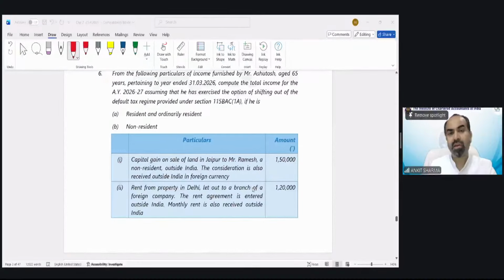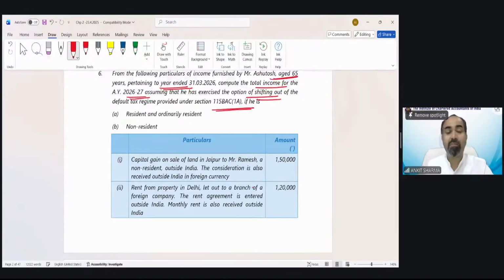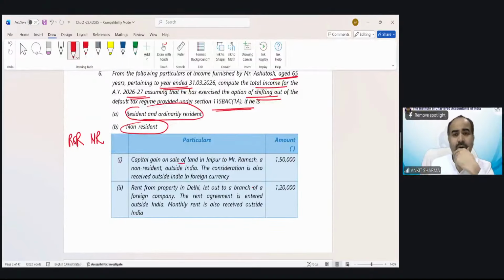From the following particulars of income furnished by Mr. Ashutosh, age 65 years, pertaining to 31st March 26, compute the total income of 26-27, assuming he's shifting out of the default tax regime. If you are a ROR, NOR, NR. Capital gain on sale of land in Jaipur. So property is in Jaipur, so it arises in India. 1.5. We can write it down over here. Taxable for both.